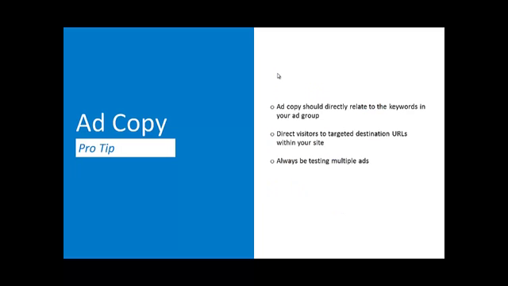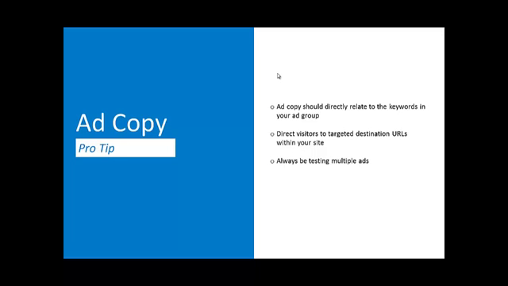So ad copy pro tip: ad copy should always directly relate to the keywords that you're using in that same ad group. So if you're advertising for bikes in that ad group, make sure your ads are advertising for bikes. It's pretty straightforward and pretty simple, but I see this done a lot of times, is that the keywords in the ad copy won't really line up.